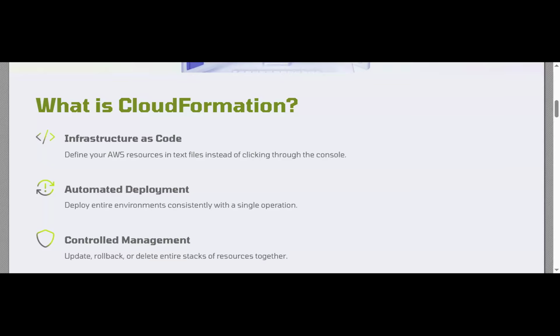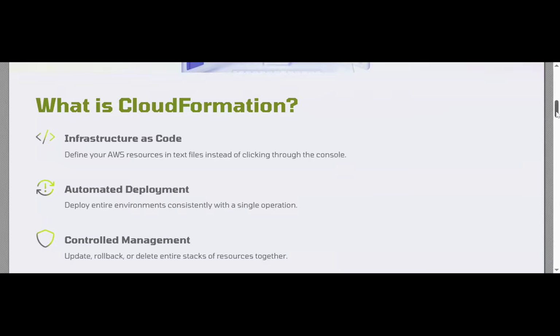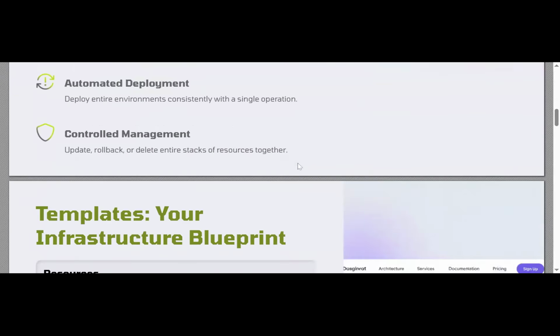Next, automated deployment. Deploy the entire environment consistently with a single operation. So with a single click and a single operation, we will be able to deploy, and it will deploy faster. Change management: update, roll back, or delete the entire stack of resources together. So we can update, roll back, and delete the entire stack of resources together, same as whatever we did in Terraform.